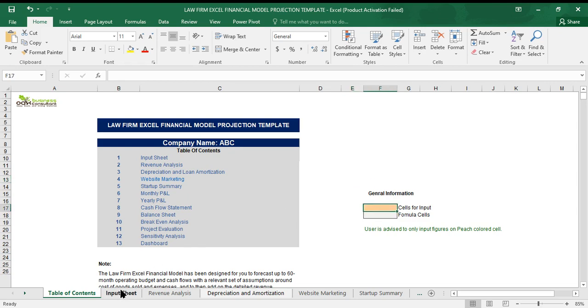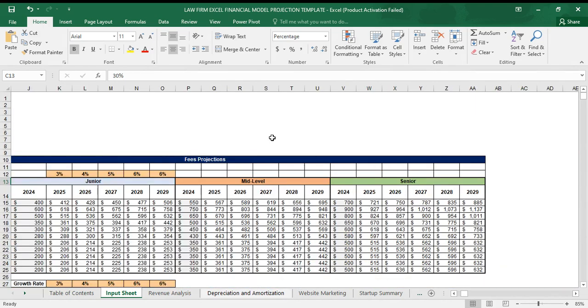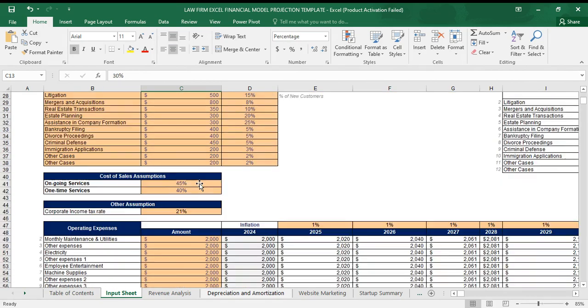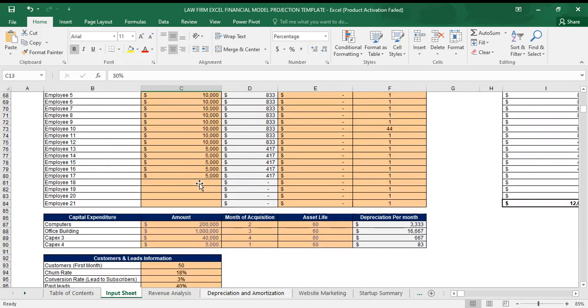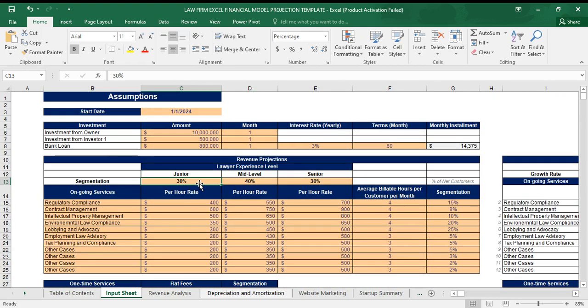Starting off with the input sheet, here we have included all the major assumptions related to the law firm business. This includes your financing assumptions, revenue and cost assumptions. Then we have operating and capital expenditure assumptions, working capital assumptions, marketing assumptions, and so on.